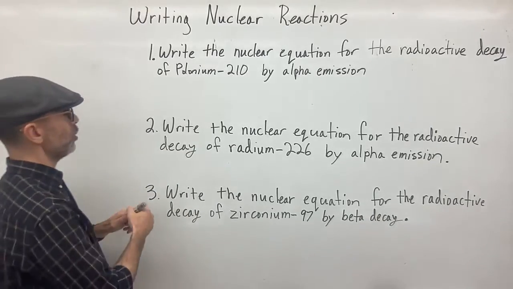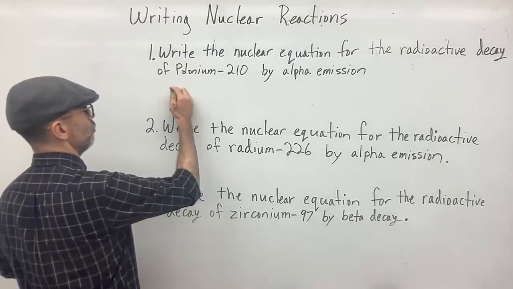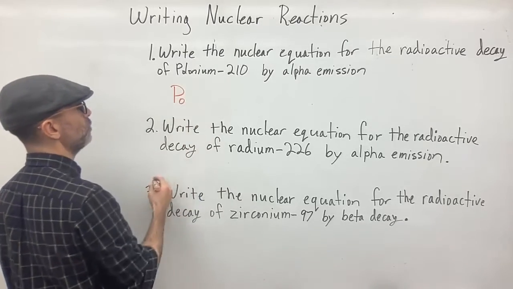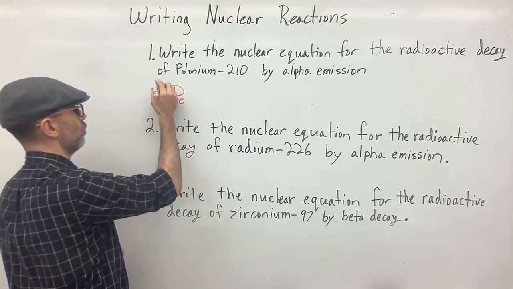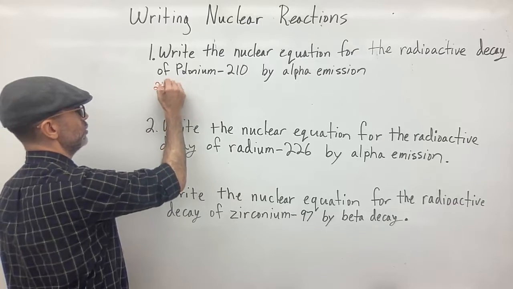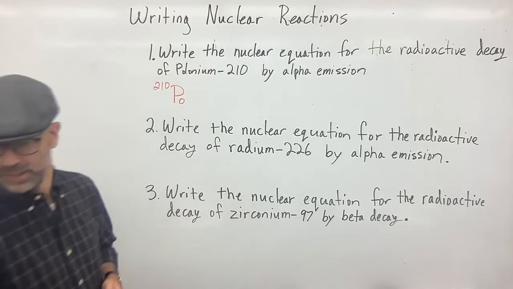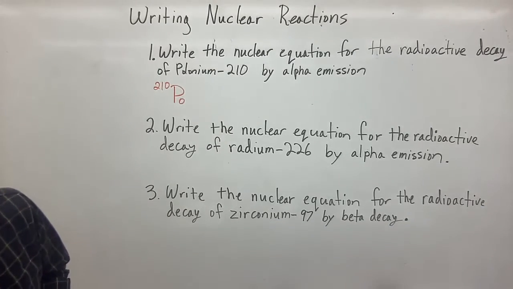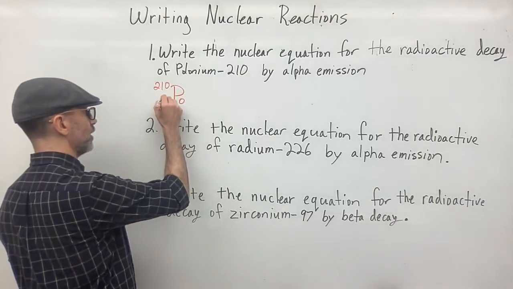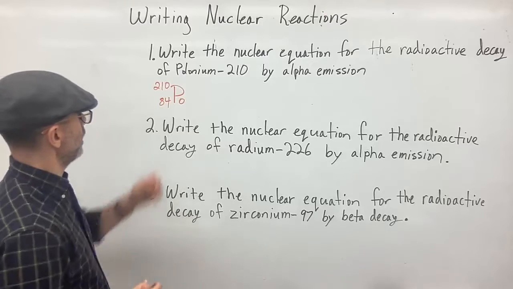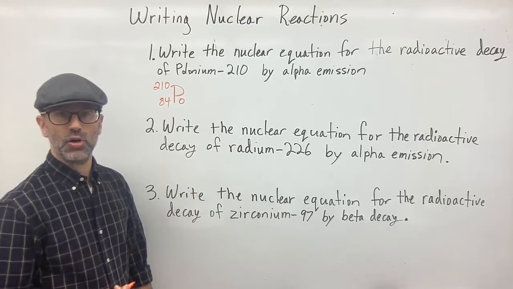All right, so polonium. Let me use a different color. We put the symbol Po. The mass number goes on the top left corner, so that's going to be 210. Then the atomic number goes in the bottom left corner. For polonium, where is it? Number 84. So that's 84. Here is our parent isotope, and it undergoes alpha emission.